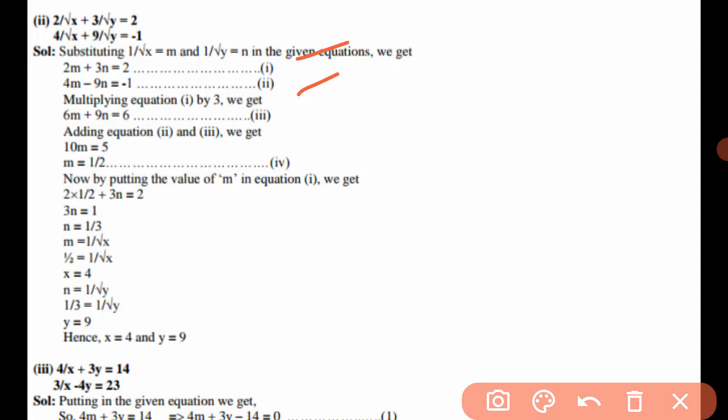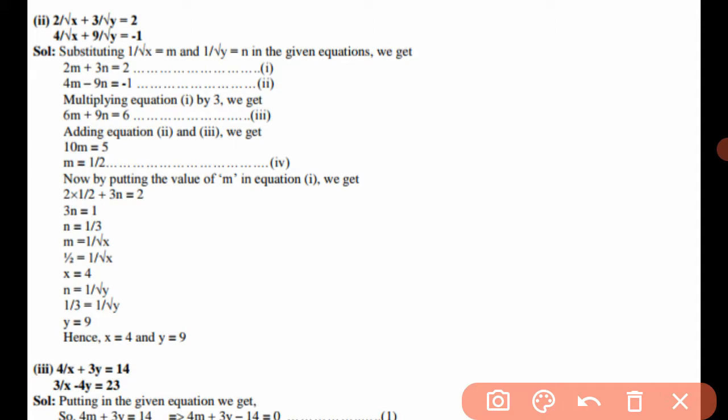Now multiplying equation number 1 by 3, we can solve the equations with the help of the elimination method. By solving with the elimination method we find the value of m will be 1 upon 2, and the value of n will be 1 upon 3. So here we can put the values.